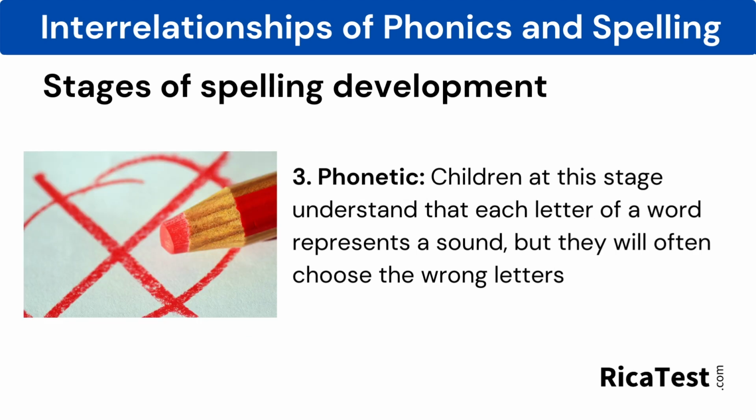The third stage is phonetic. This is where the child understands that each letter of a word represents a sound. And in the phonetic stage, although students understand that each letter represents a sound, they will often choose the wrong letters to represent the sound that they hear when they try and sound a word out. Teachers at this stage must encourage students to keep writing, as although the student may understand their spelling is not correct, the teacher's expectation is that the spelling will improve over time.